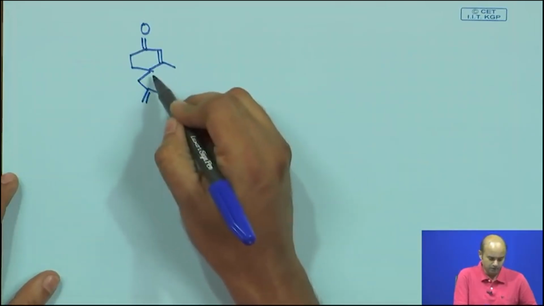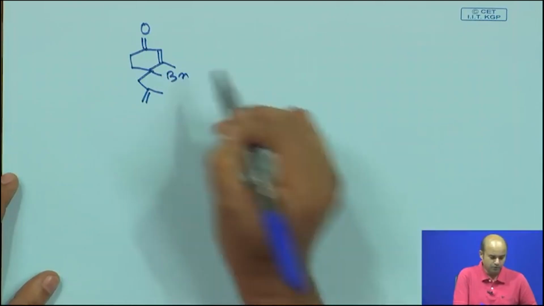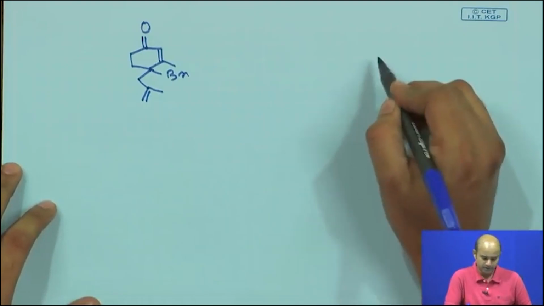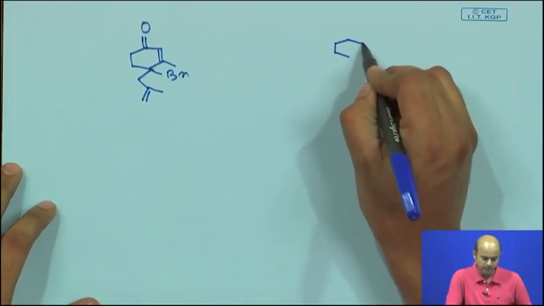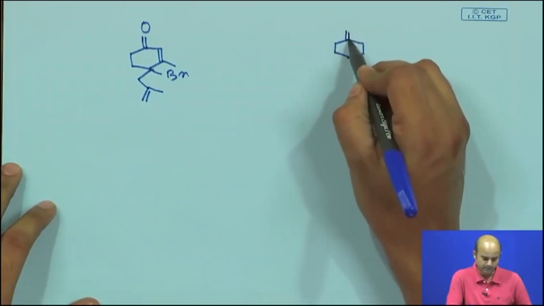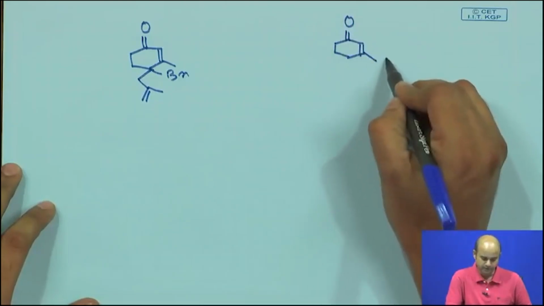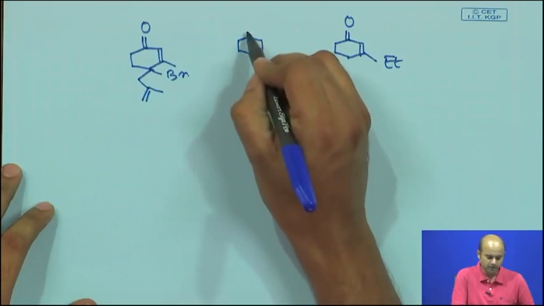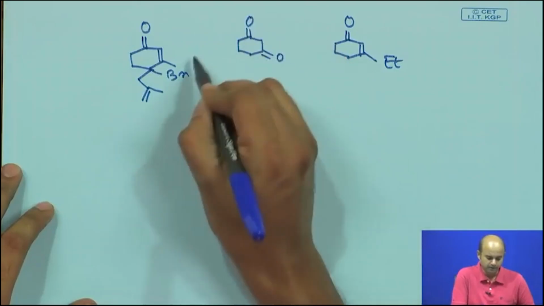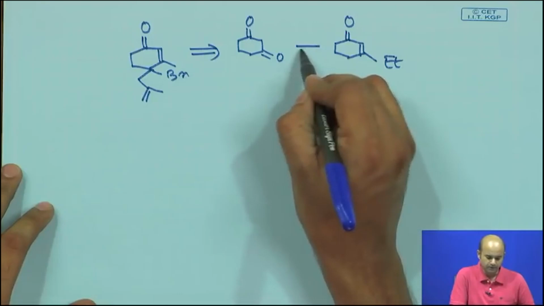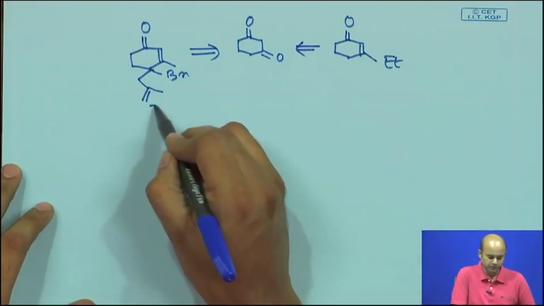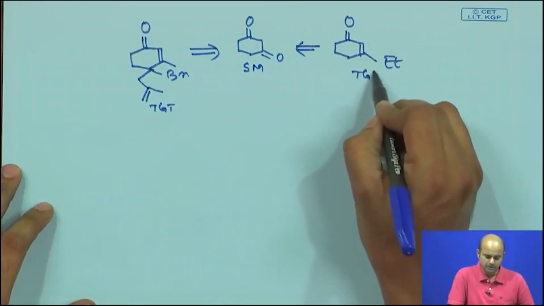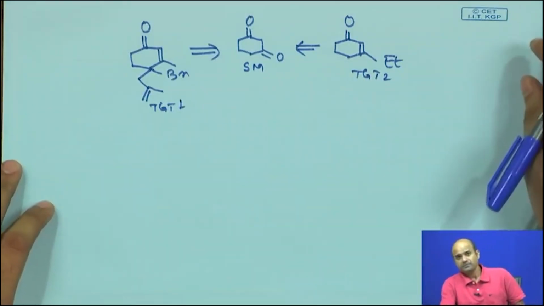I will give you two targets, the left hand side molecule which I am drawing here, and I will also give you another target from the same starting material. I said you have to make these targets starting from cyclohexane 1,3-dione. So, these are your targets, this is your starting material, this is target 1, target 2.